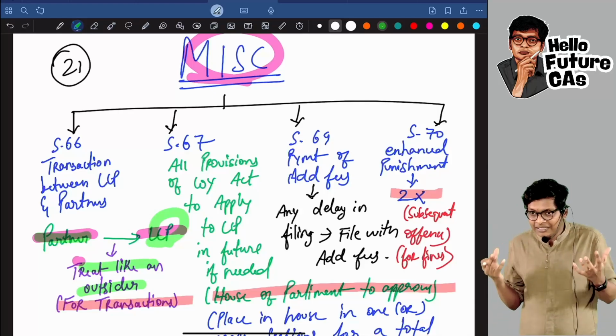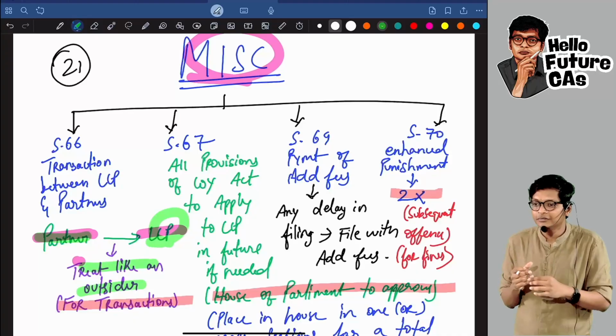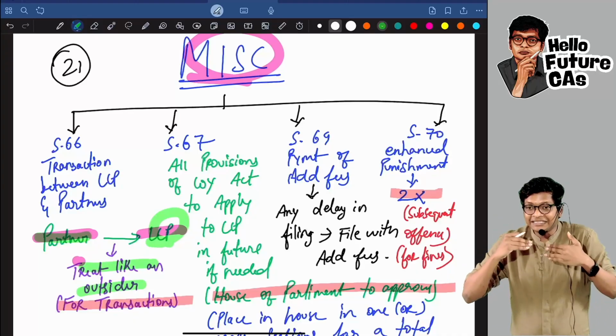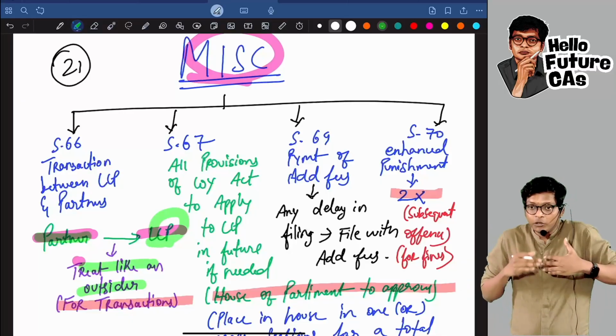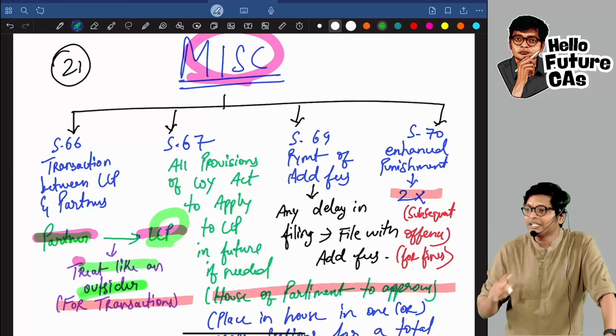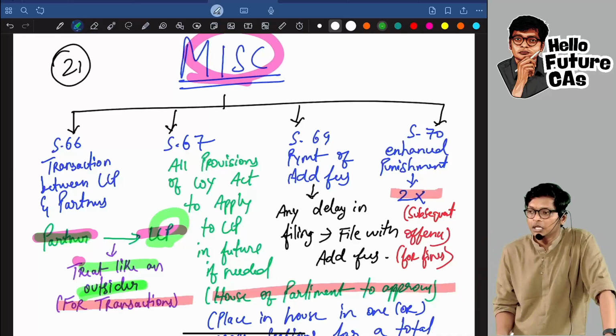So partner, see, LLP is a separate legal entity. So LLP and partner can enter into transactions with each other. I can sell my house to the LLP. I can give my house on rent to the LLP. Treat it like an outsider when you start doing transactions. Are you following, guys? Understanding?